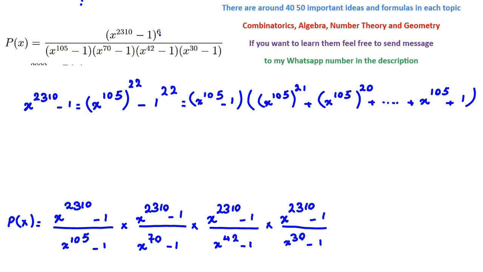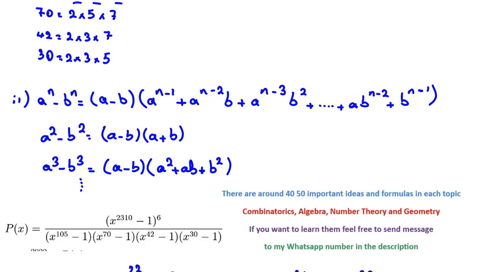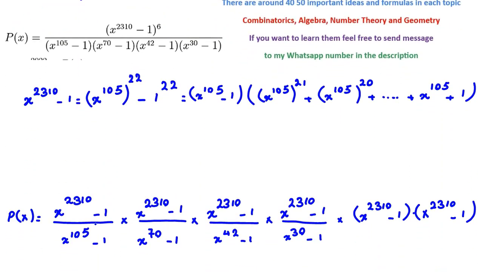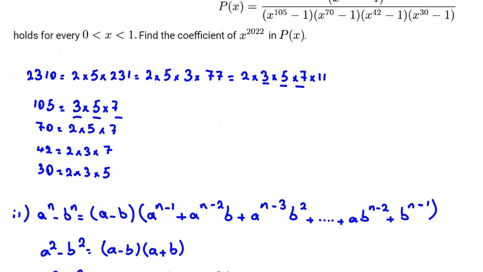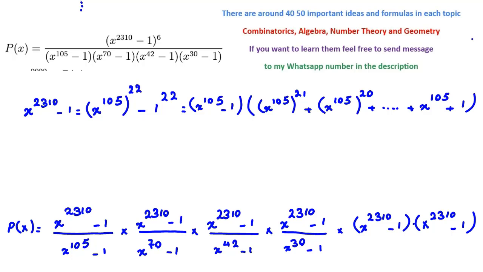Now, here it is to the power of 6. We have 4 from that. So it will be x to the power of 2310 minus 1 times x to the 232 will be left minus 1. Okay, so we have this. Now use this identity I've told you here, write all of them like this, and try to find the coefficient of x to the 2022. Try this part first on your own.